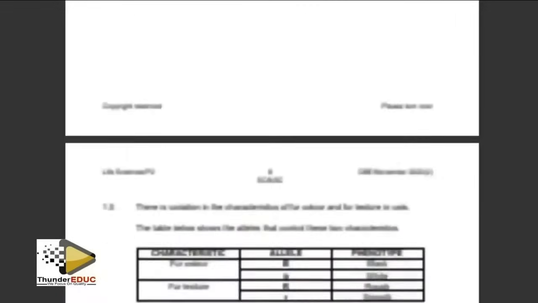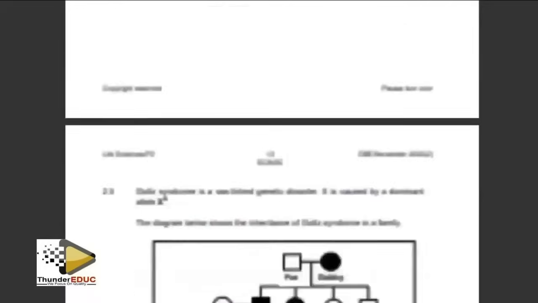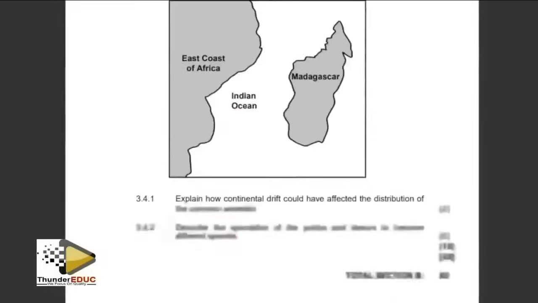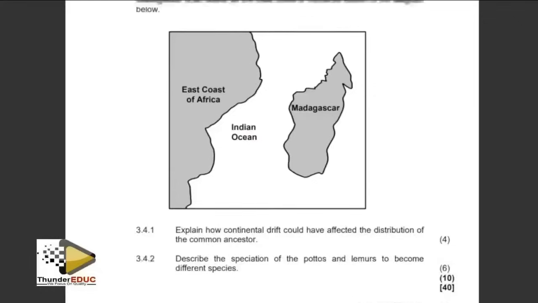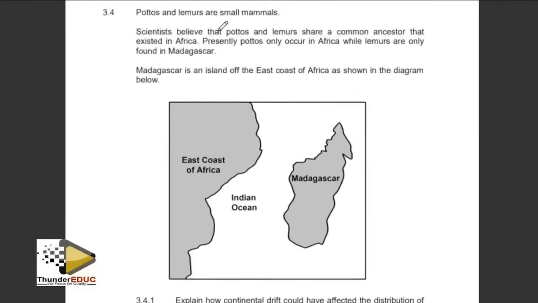Let me show you, because I saw a question here. Yep. So what is the geographical barrier here? The question says: describe speciation of Poto and Lemas. How did they become different species? There was one population of these organisms. There was one population of these animals. Did they talk about the ancestor? If they talked about the ancestor, then you have to speak about it. Scientists believe that Poto and Lemas share a common ancestor. They didn't mention the ancestor, so you have to tell us that.